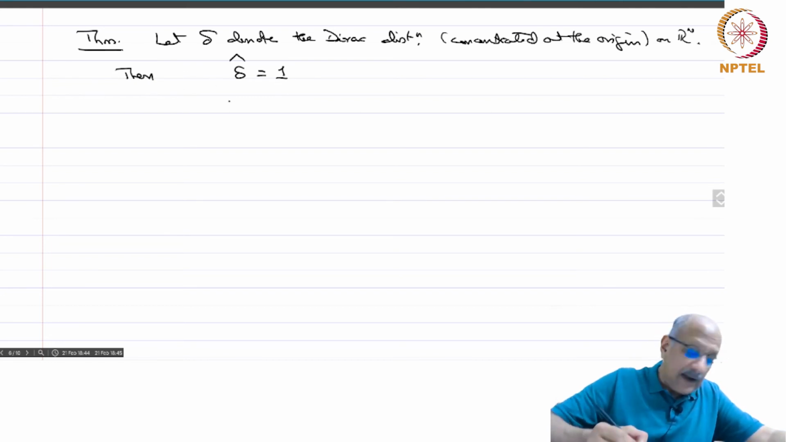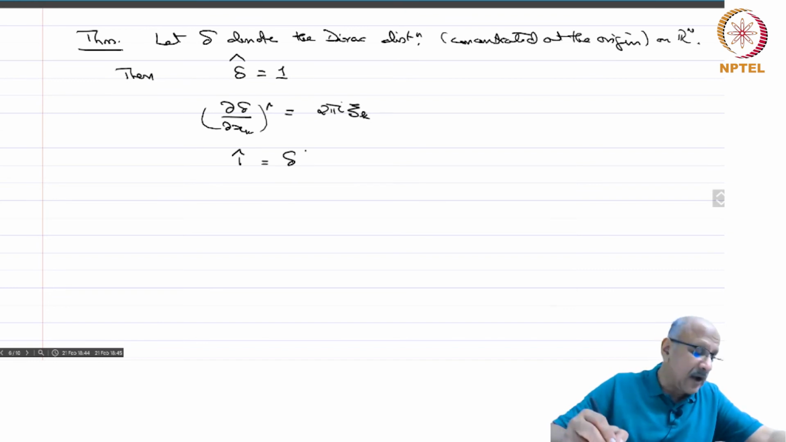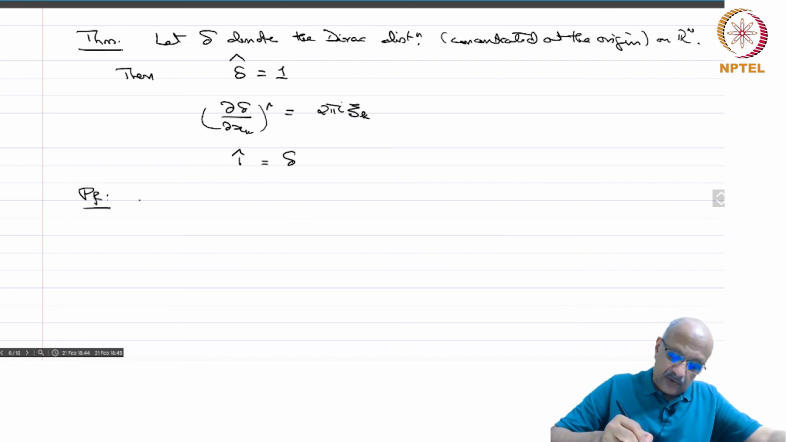Now (∂delta/∂xk) hat equals 2πi ξk. This is again a polynomial, so it is fine. Then 1 hat is equal to delta. So delta hat equals 1 and 1 hat equals delta. So, proof: let phi belong to S of Rn.